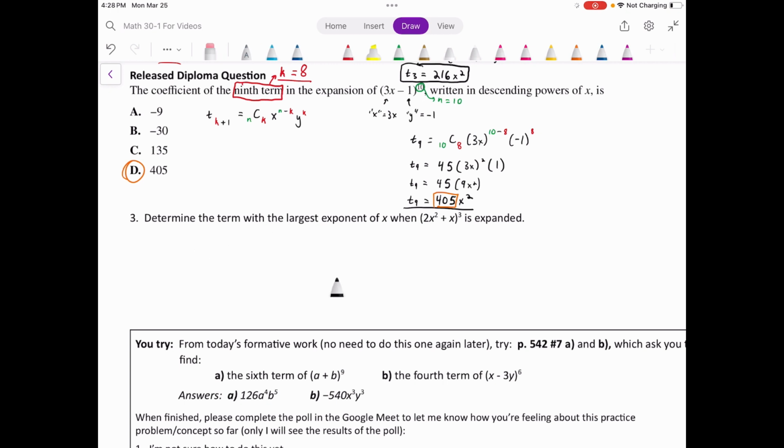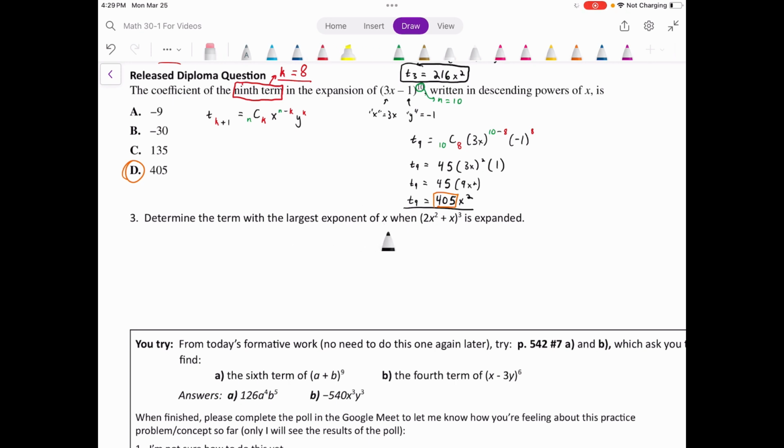All right, one more here, then we'll let you try one out. So determine the term with the largest exponent of x when 2x squared plus x to the power of 3 is expanded. Okay, now this is interesting because both our first term and our second term do contain x's, right? So let's think about this a bit. Which term is going to have the largest exponent on x?